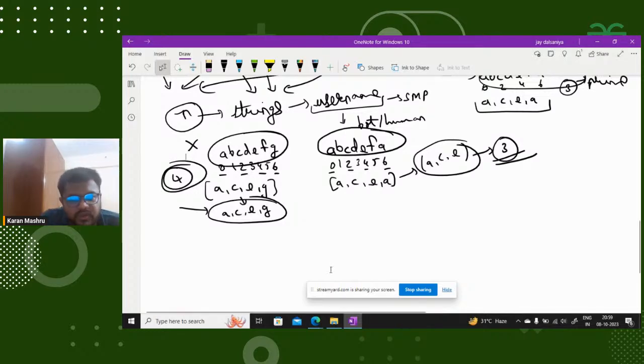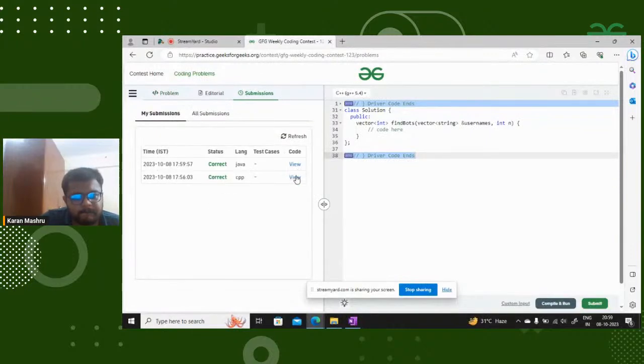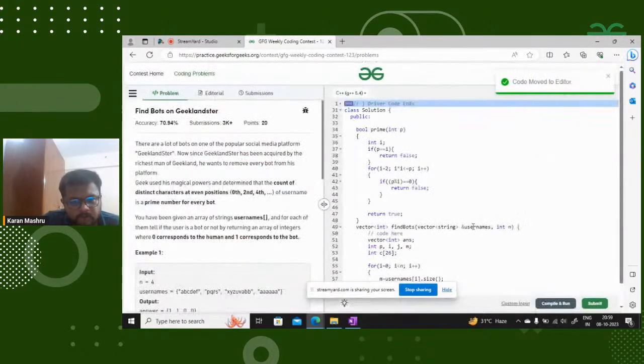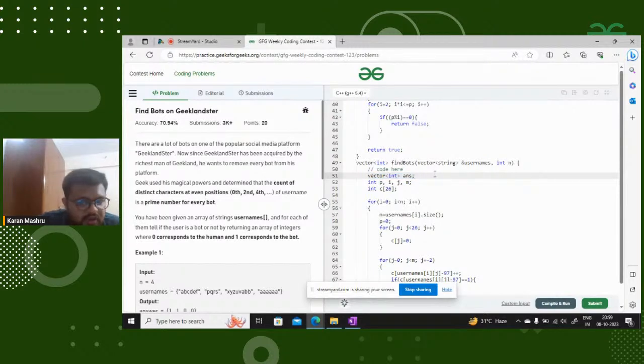So let's move on to the implementation part. Okay, no problem. So basically what I've done is I've taken one vector answer in which I will store 0 and 1 based upon whether it is a human account or bot account.